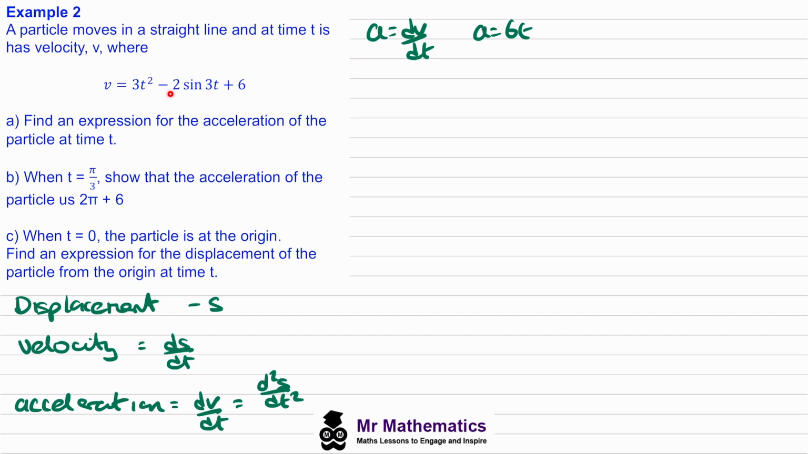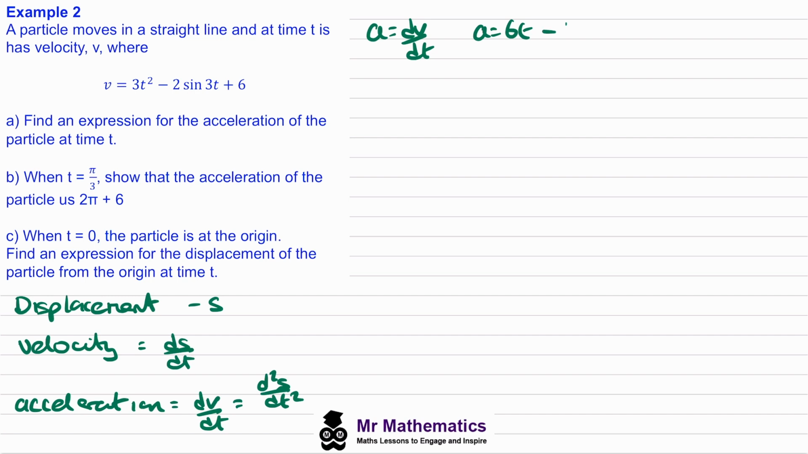We can differentiate this using the chain rule. We'll differentiate sine and we get cos. Then we'll multiply this by the derivative of the inner function. So we get 3 cos 3t, which we'll multiply by the 2.